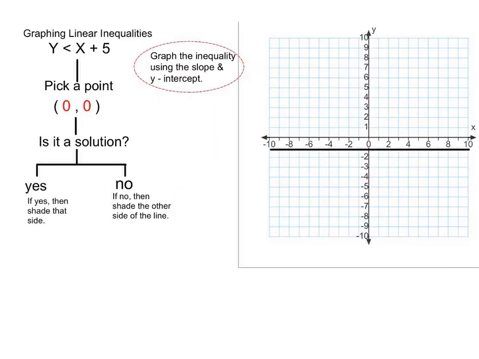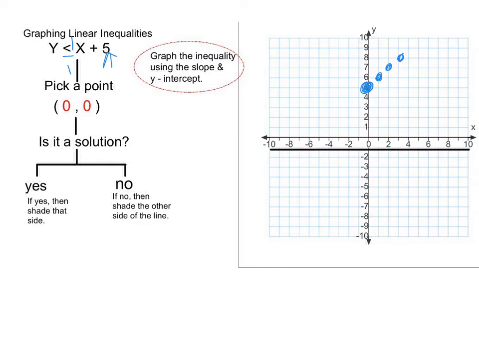So let's take this problem as our example. It says y is less than x plus 5. At the beginning, we're going to graph just like a linear equation. We're going to use our y-intercept as our starting point. So let's go to 5 on the y-axis and make that our starting point. Then we're going to use our slope to draw the rest of the line. In front of x, we can put a 1, so our slope would be 1 over 1. So we're going to rise 1, run 1, rise 1, run 1, and so forth.